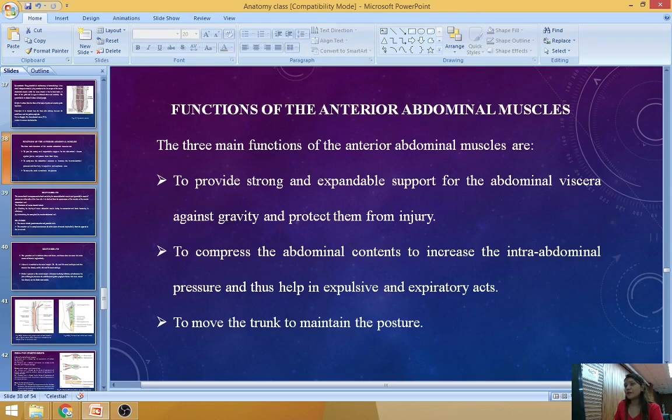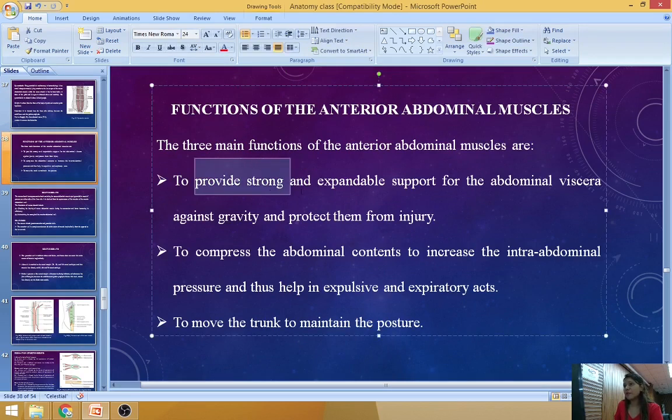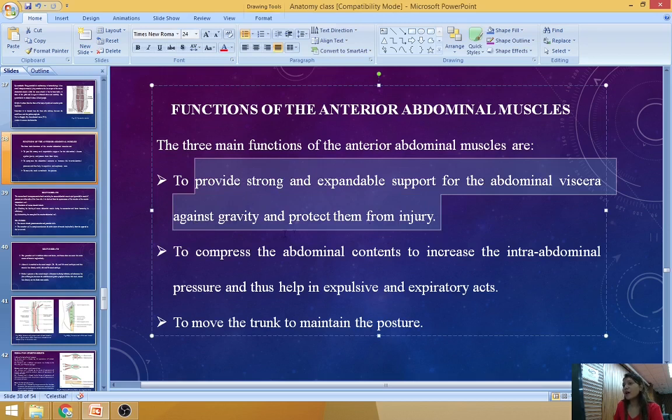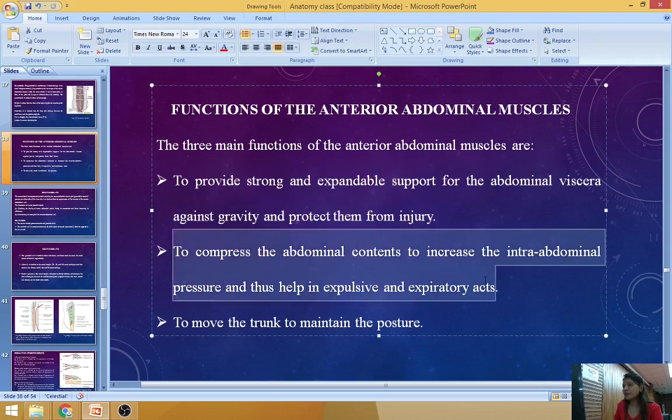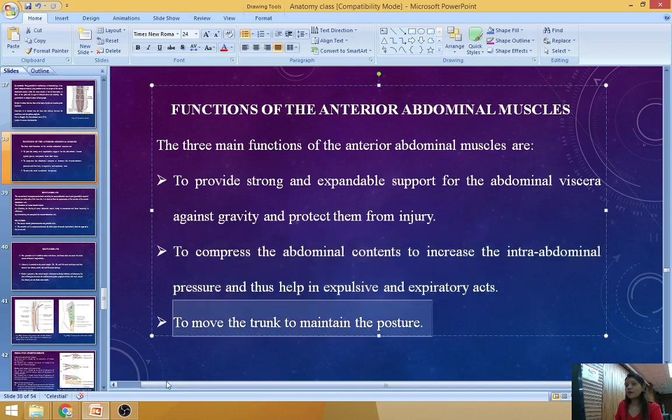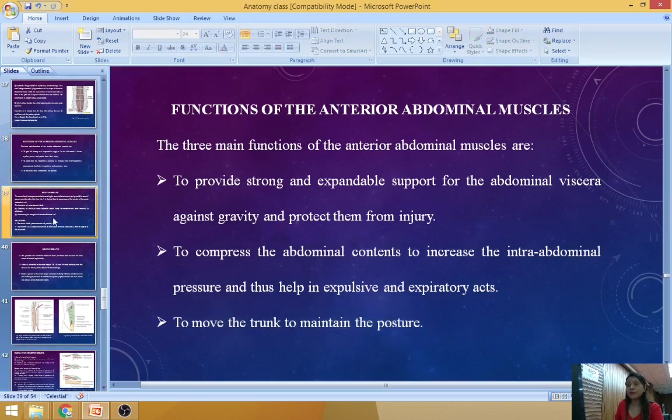Function of abdominal muscle, 3 main functions: to provide strong expandable support of the abdominal viscera against gravity and to protect them from injury. Also to compress the abdominal content, to increase the intra-abdominal pressure and thus help in expulsive and expiratory acts, and to move the trunk to maintain the posture. So these are the 3 main functions of the anterior abdominal wall.